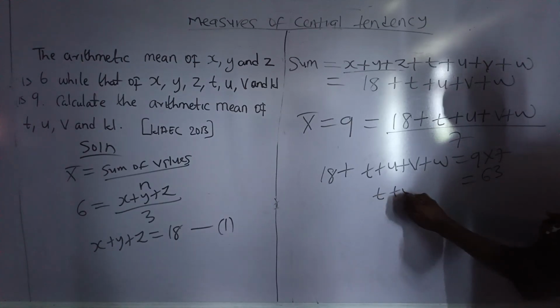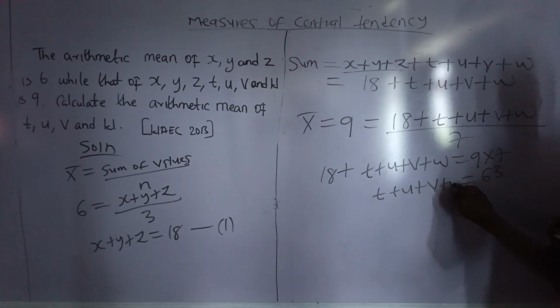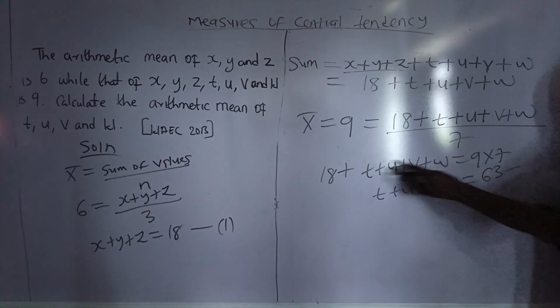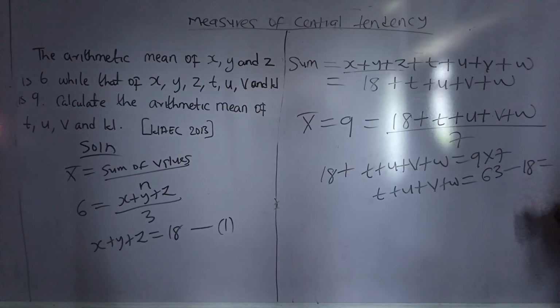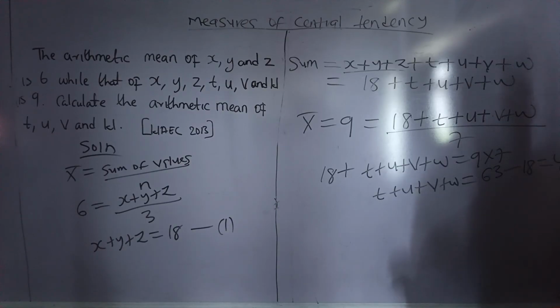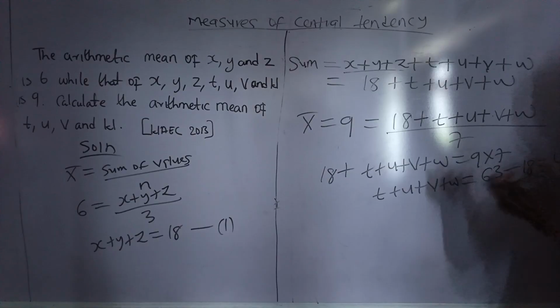So our t plus u plus v plus w will equal 63 minus 18. And 63 minus 18 gives us 45. So we've gotten 45 as the sum of t plus u plus v plus w.